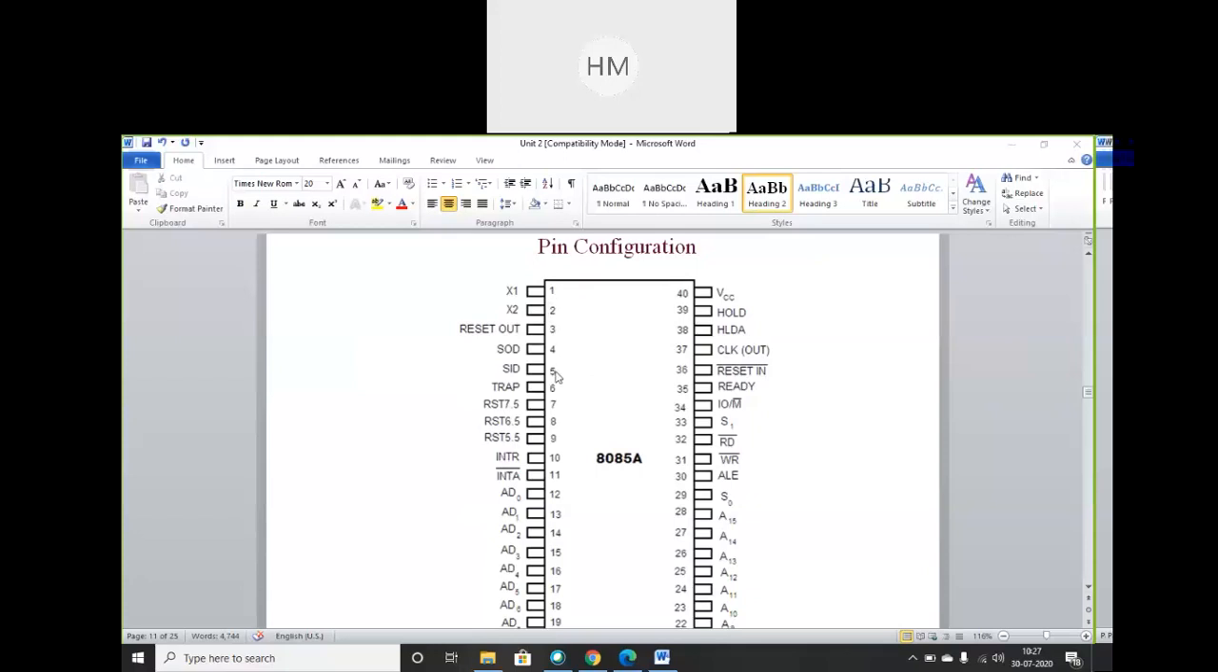See pin numbers 1 to 5: X1, X2, RESET OUT, SOD, SID. Pin numbers 6 to 10.